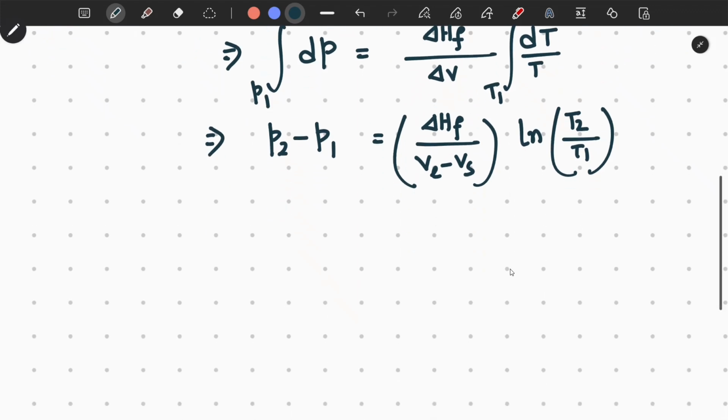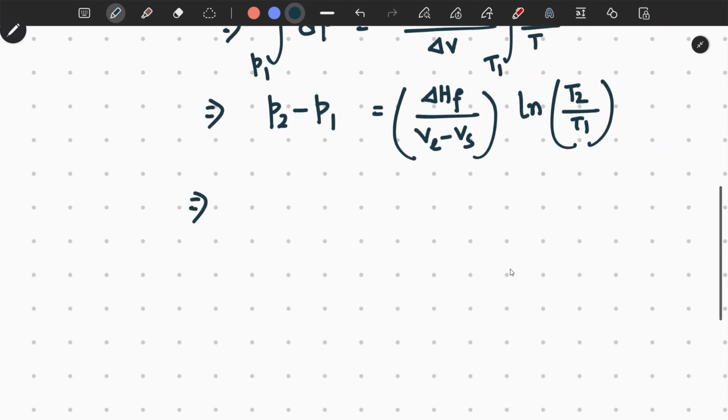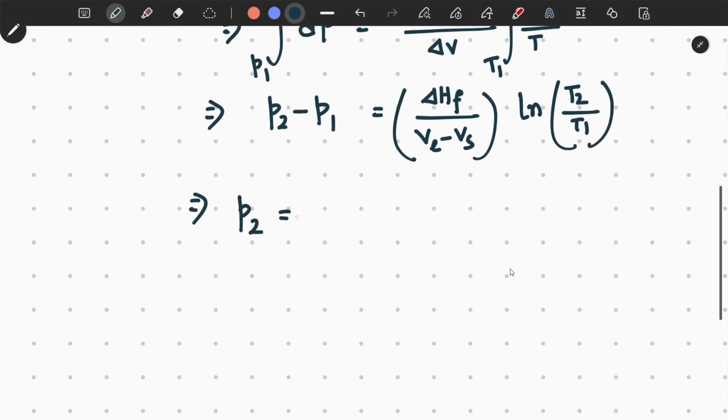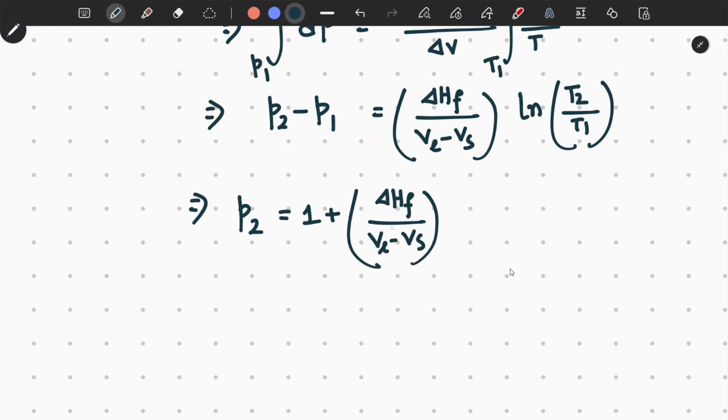Okay, if you put P1 as 1 atm, then P2 will be 1 plus delta HF over delta V, that is VL minus VS. This will provide the unit, because this part is totally unitless. This is the logarithm.